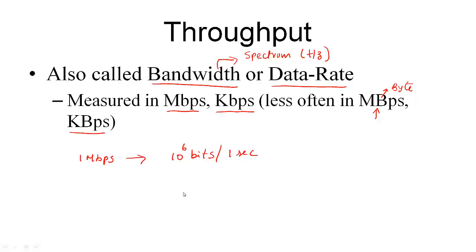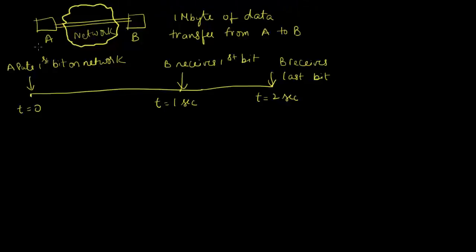So let me give an example. In this example, node A wants to transfer 1 megabyte of data to node B over a network. Let's say the time starts at t is equal to 0 and A puts the first bit on network. B receives the first bit at t is equal to 1 second.